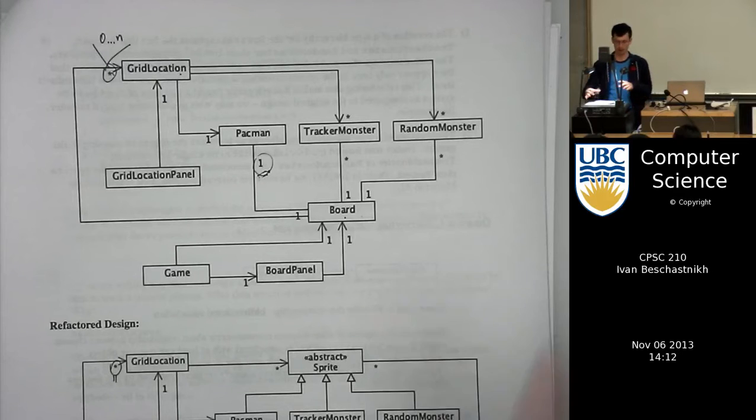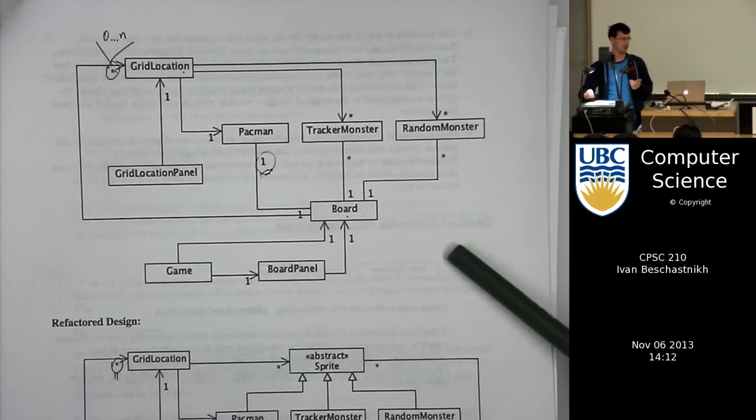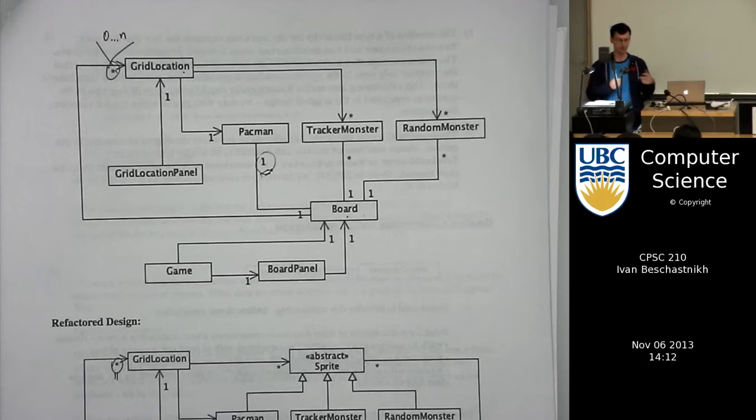So the way to think about these diagrams is that they say, well, I just created a new Pac-Man, a new grid location, a new board, a new tracker monster. Now draw me the relationships between those without really thinking about what might happen in the rest of the code. So this is very simplistic, right? Just like the control flow graph. It's an abstraction of what your code actually does. If you try to put everything in your code into the diagram, it becomes too complex, not as useful.